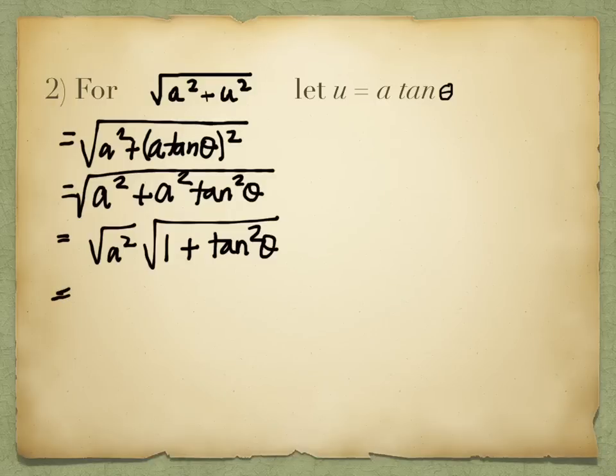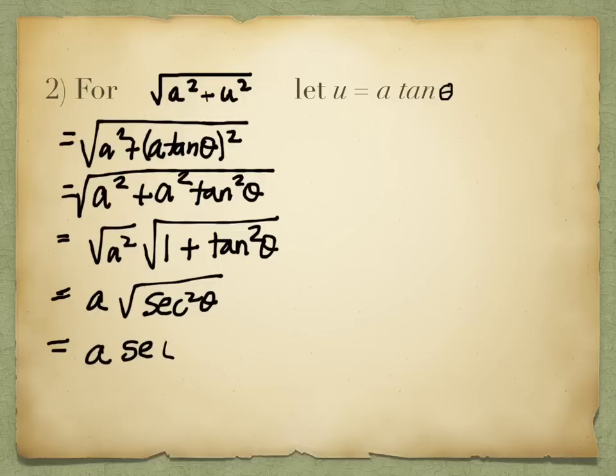All right, so clearly a squared's square root is a. What is the square root of 1 plus tangent squared? Well, don't tell me it's 1 plus tangent. That is not true. But what is 1 plus tangent squared? Secant squared. In fact, I think I still have it on the board, don't I? So this is the square root of secant squared theta. So this actually ends up being a secant of theta.